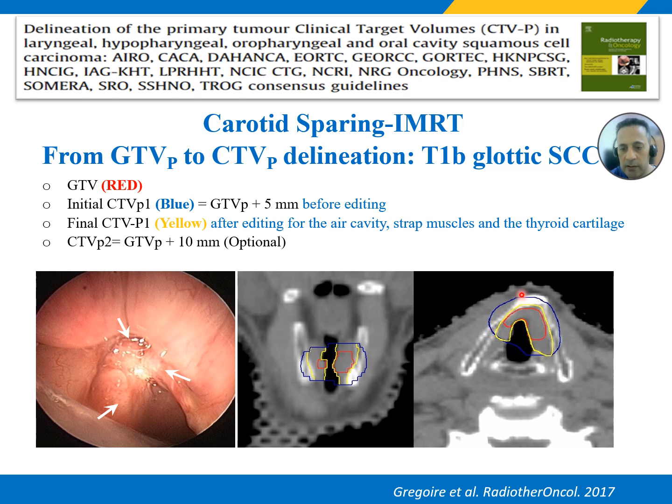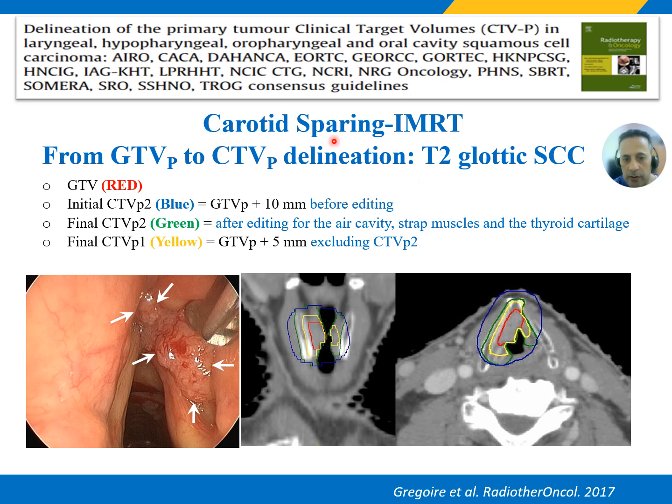Then you can see that the blue line is overlapping with low risk areas for microscopic disease and high risk areas for microscopic disease. So then you need to get your final CTV-B1 representing in yellow line by editing your initial CTV-B1 by exclusion of the low-risk areas of microscopic disease. So you edit for the strap muscles, you edit for the thyroid cartilage, and then you leave the areas at high risk for microscopic disease in the vocal cords. Then you add your setup margin.